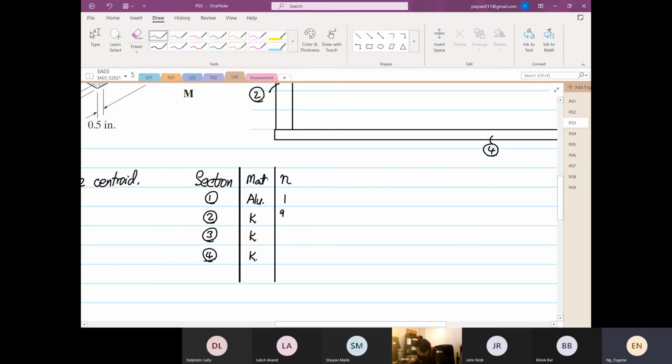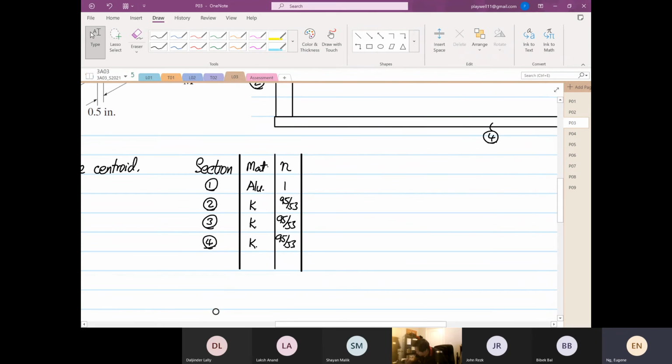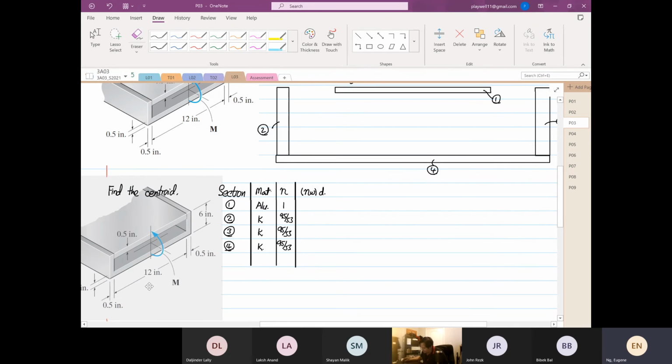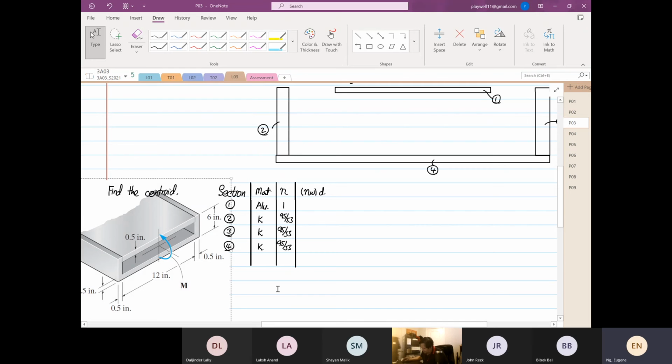The rest, we found the coefficient to be 95 over 53. Okay, that we know. And then from here, same thing now. We want to know what is our n width multiplied by depth. If we look at this diagram, let's consider 1. Number 1 is the top plate on top. The coefficient is 1.